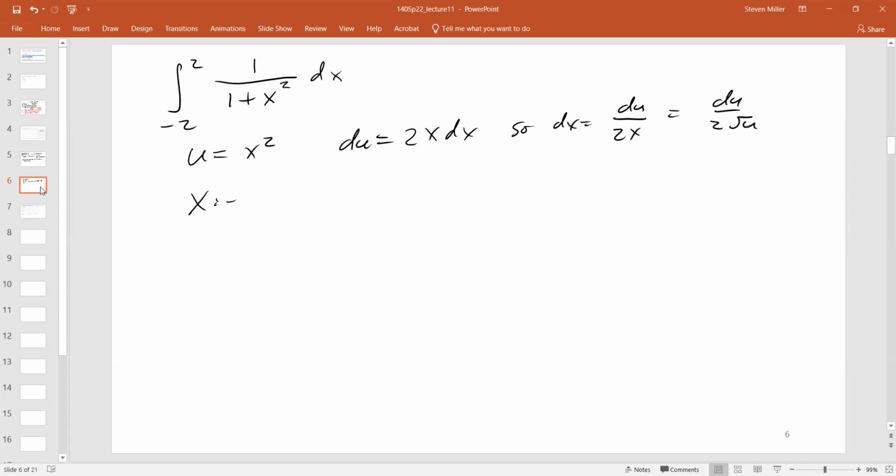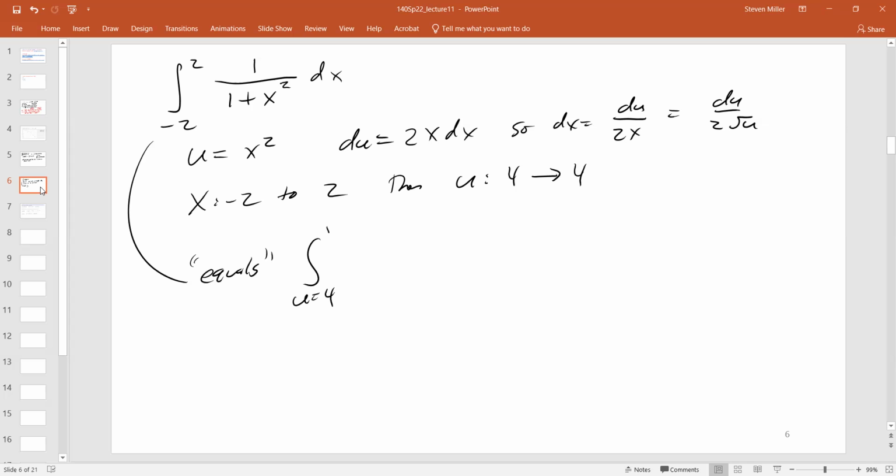If x goes from -2 to 2, then what does u go from? When x is -2, what is u? 4. And when x is 2, what is u equal to? 4. So our integral equals, and I'll put this in quotes because it's not, the integral with u going from 4 to 4 of 1 over 1 plus u squared times 1 over 2 square roots of u du. But what does that integral equal? 0. I'm integrating from 4 to 4. This is absurd.